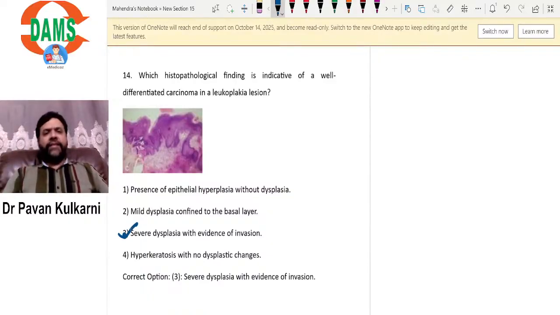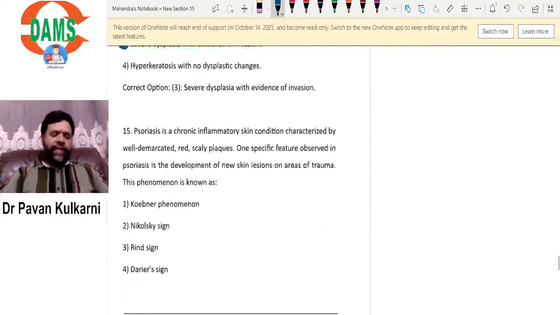What is the definition of cancer? Histologically, whenever we see invasion of the epithelial cells into the connective tissue by breaching the basement membrane, that is invasion. So you are going to see severe dysplasia with evidence of invasion. Hyperkeratosis with no dysplastic feature is wrong. They asked this question to tell you the most reliable histological criterion for cancer, which is invasion.